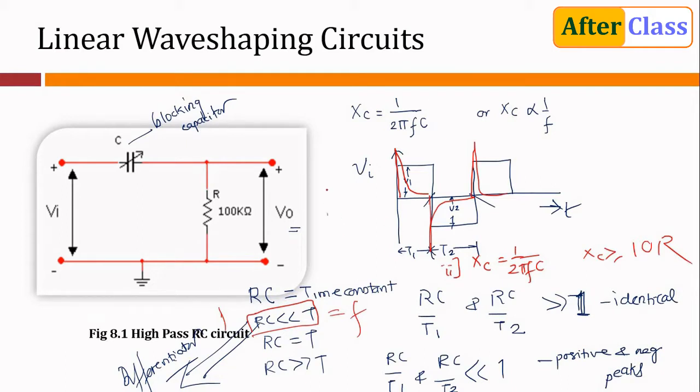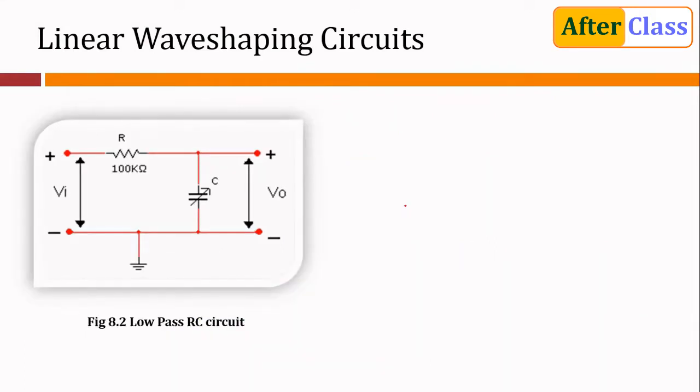What is the use of this type of output signal? These are basically used as triggering pulses for multivibrators and flip-flops that we have studied. Fine. This was all about a high pass RC circuit. Now let us try to understand the low pass RC circuit.